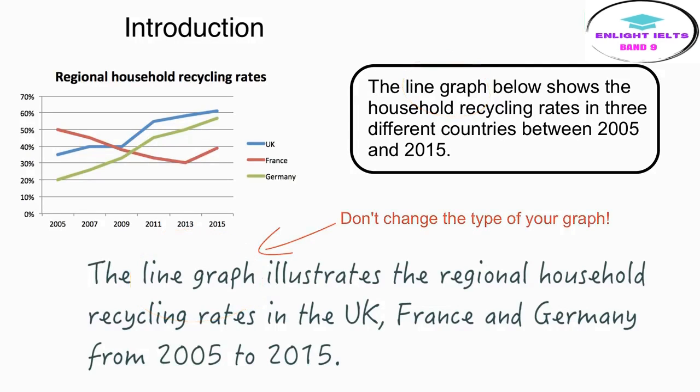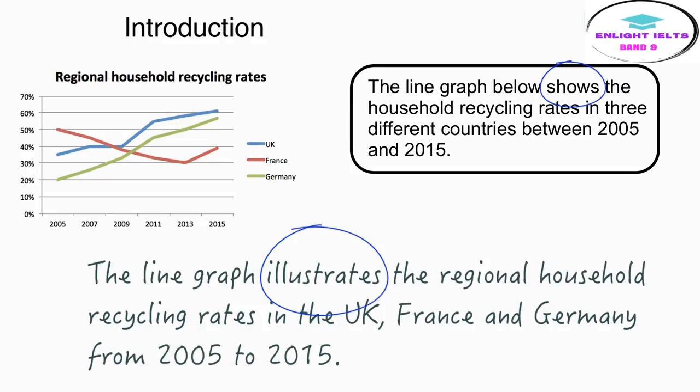I had the line graph, I did not change it, and after that comes the verb. And the verb can always be replaced with a synonym. So it's a very good idea to paraphrase the verb. So, instead of shows, you can use illustrates and gives information about. There are also other synonyms, but it's enough to remember these 3 for your introduction.